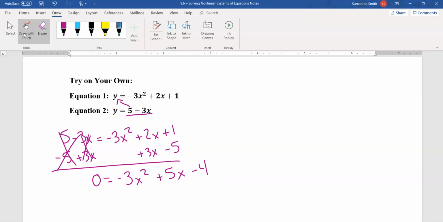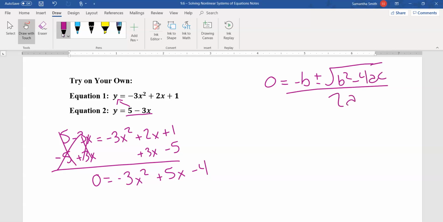Okay, so we have 0. Oh, might help if I'm touching. There we go. 0 equals -b plus or minus the square root of b squared minus 4ac, all over 2a. I'm messing up because it keeps doing this.